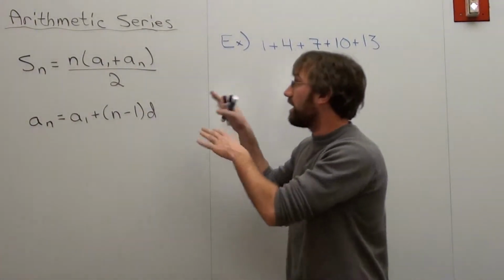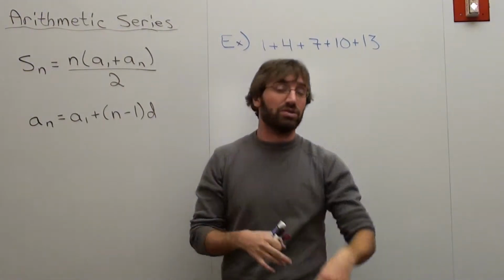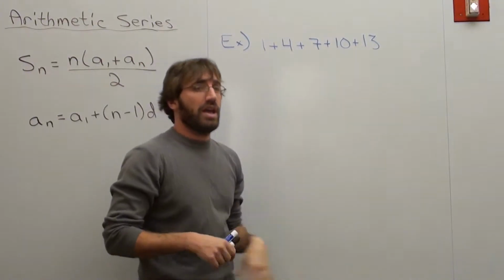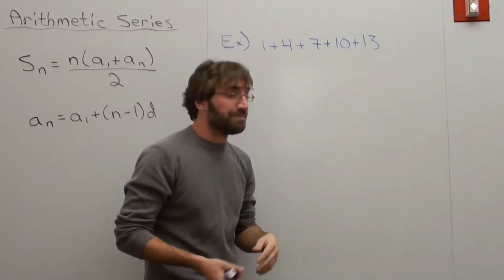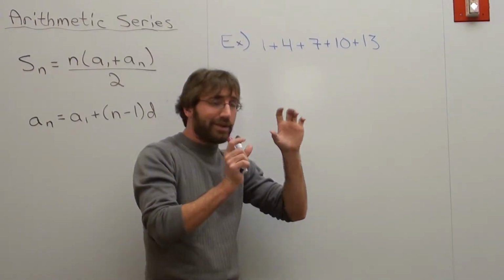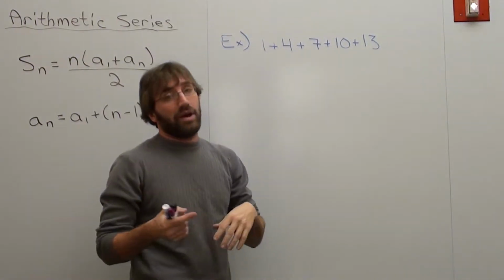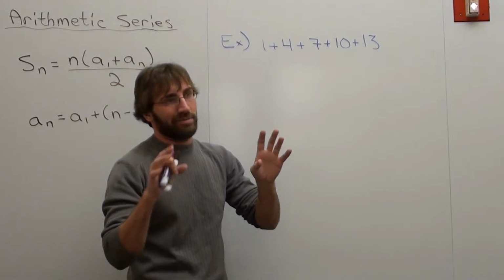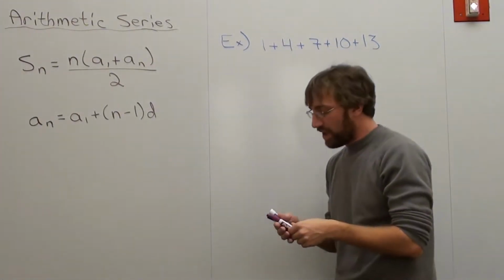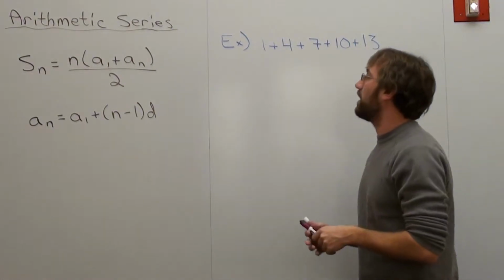Hello again, still on arithmetic series. What I want to do is take this series right here, 1 plus 4 plus 7 plus 10 plus 13, and write it in sigma notation. Basically, I want to write it with that weird Greek letter and just figure it out. I'll show you first and then explain it. It's really pretty cool.